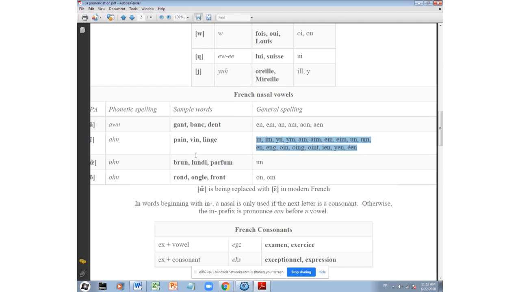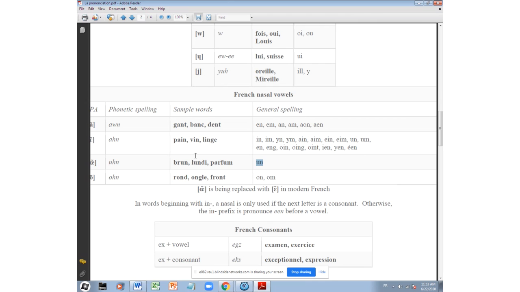Okay, next, the UN and UM. The UN and UM produce the sound just like the word umbrella. In this case, we talk of bras, lundi, parfum, etc. Je répète, bras. Lundi, because of the UN, lundi. Then we have got parfum, parfum.